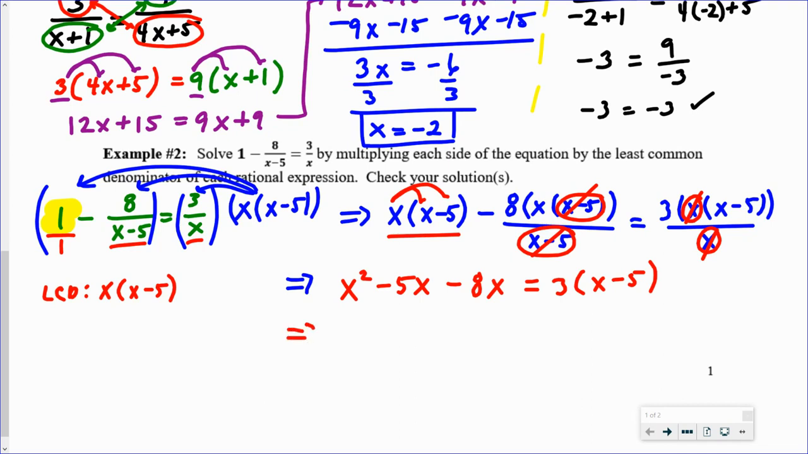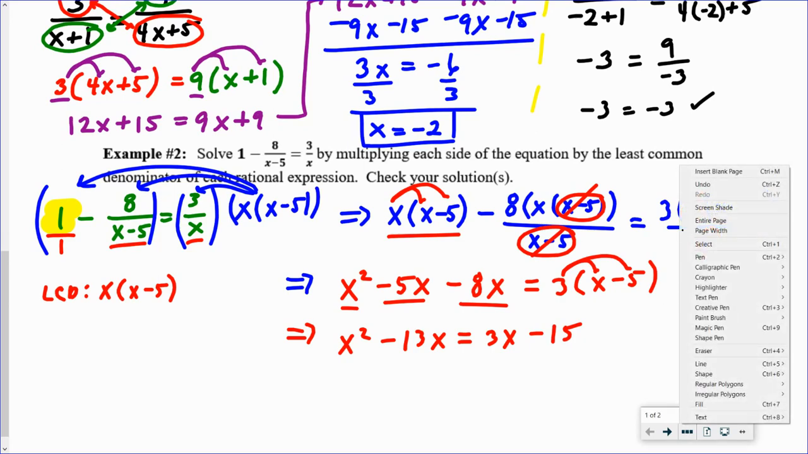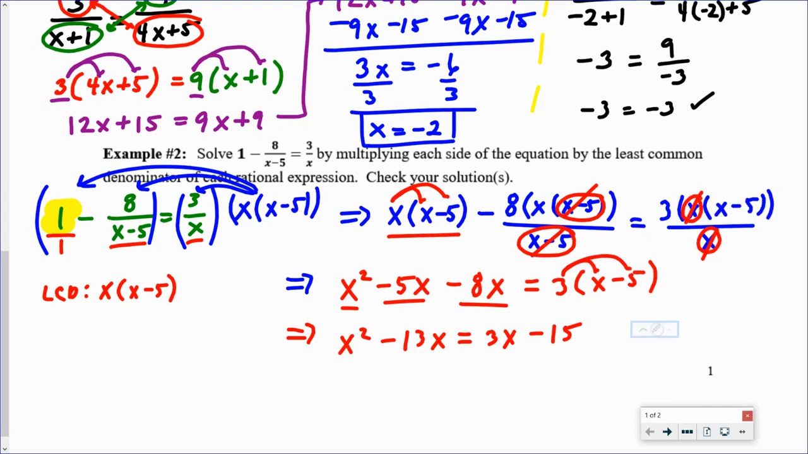So let's clean up the left side. X squared, can't combine that with any other terms. Negative 5x and negative 8x. We combine those terms, we get negative 13x. Right-hand side, distribute the 3, and we get 3x minus 15. All right, so we're getting there. So now we see that we have a quadratic equation potentially on our hands here.